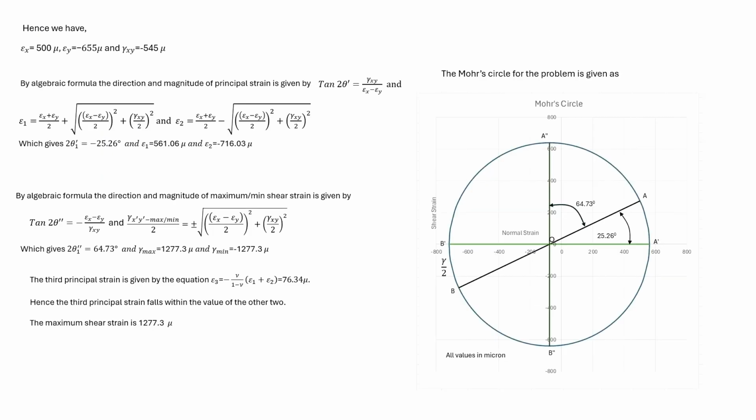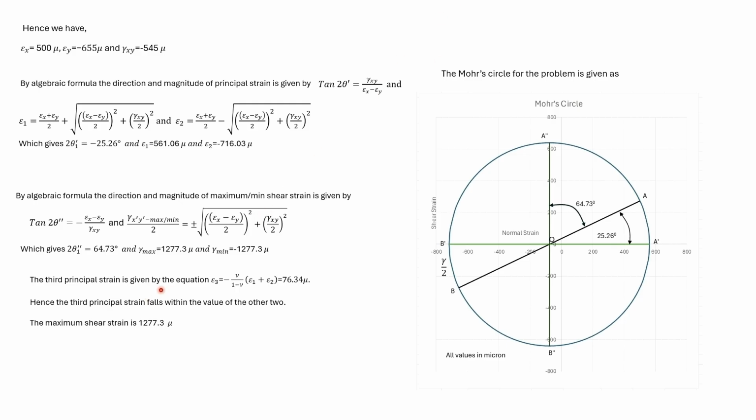We earlier obtained the normal strain and the shear strain at the point A. Using these formulas, we can find out the direction and the magnitude of the principal strain. So we get epsilon 1 and epsilon 2 as shown. Also using these formulas, we can find the direction and the magnitude of the maximum and minimum shear strain. These are the magnitude of the maximum and minimum in-plane shear strain.